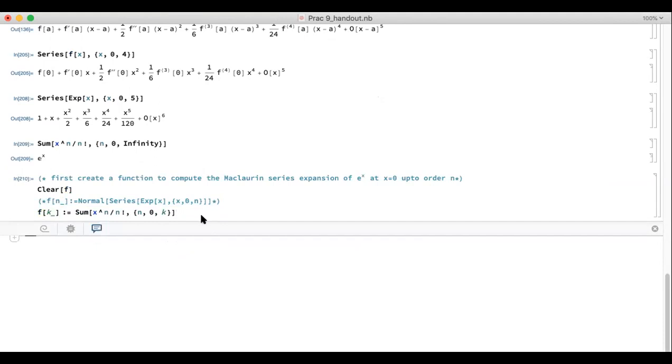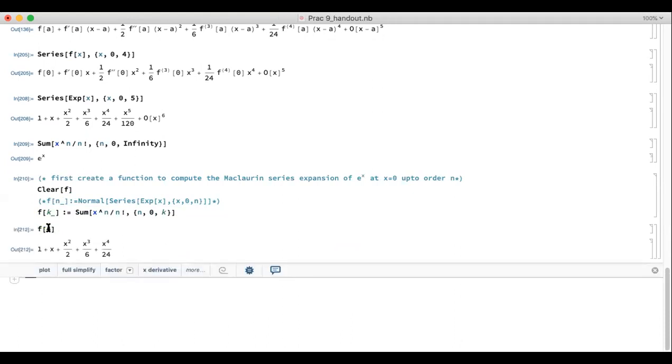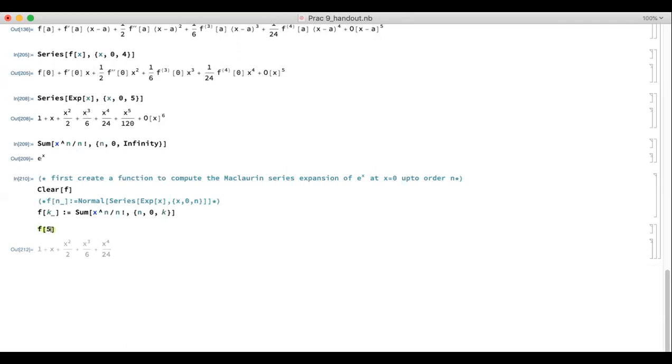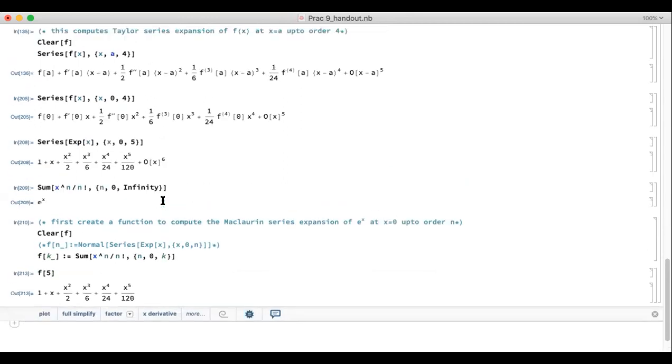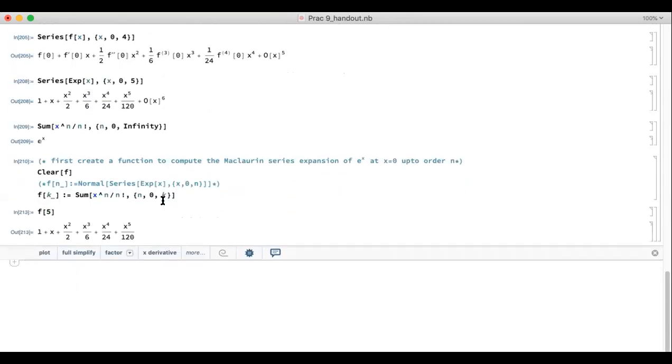Okay, let's compute this to 4th order. Okay, we get that. And up to 5th order. That's it. Okay. Now can you write a program to plot this with the e to the power x curve? You can take x from maybe 0 to 5 or 10.